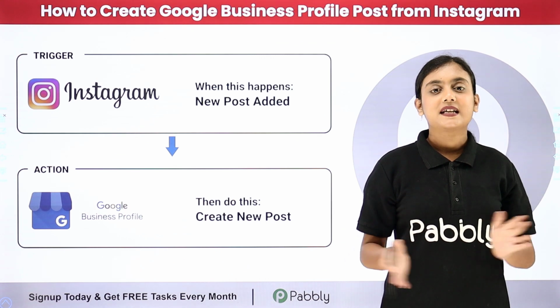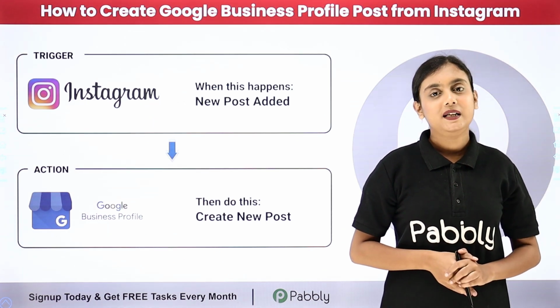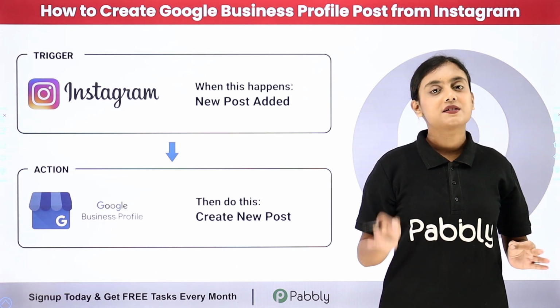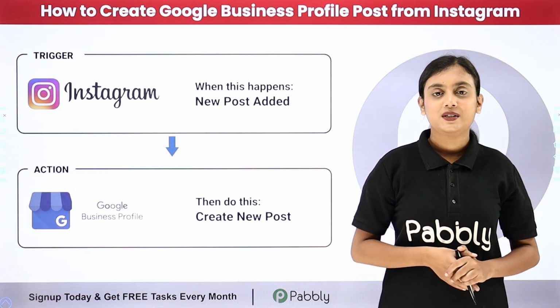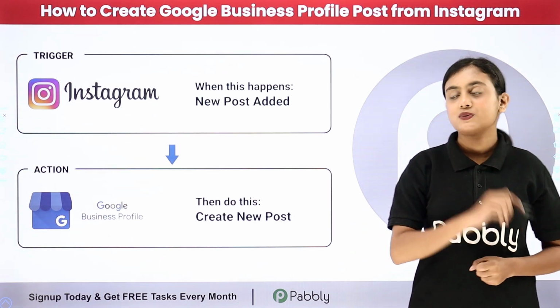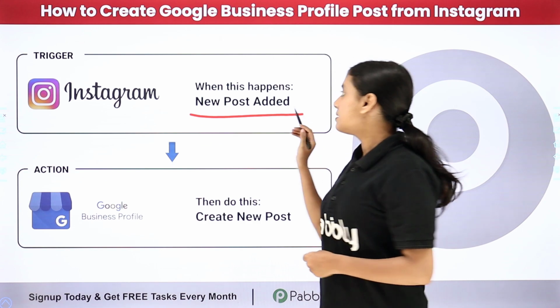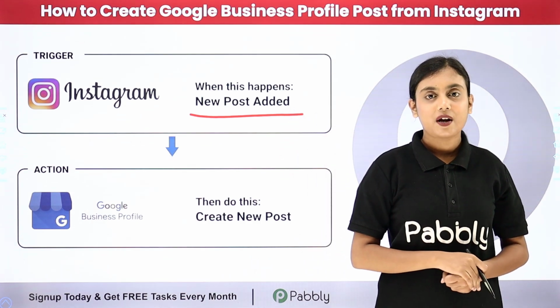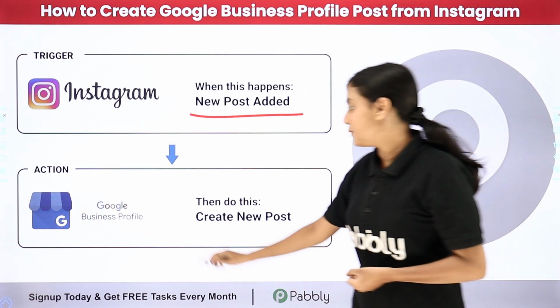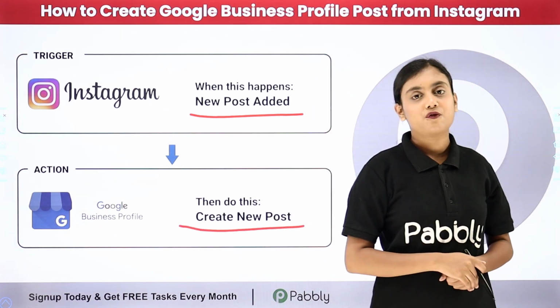So what I did was I simply created an automation using Pabbly Connect, which is an amazing automation and integration software which requires no programming and coding skills in order to create an automation. So in this automation, as soon as I post a new content related to my business on my Instagram account, automatically that same content is also going to be shared as a post on my Google business profile.